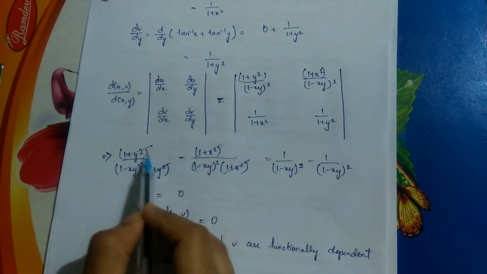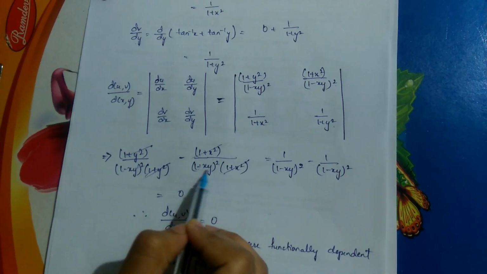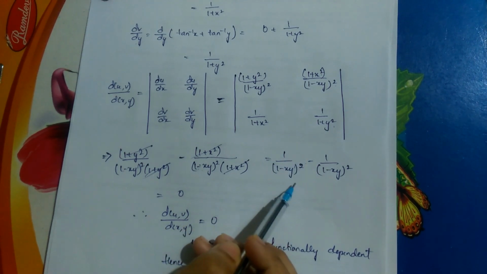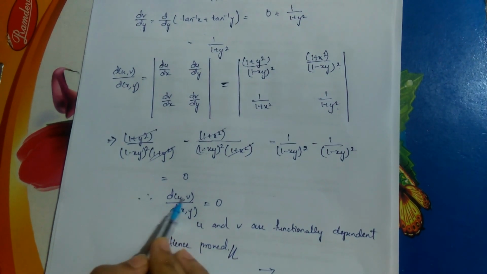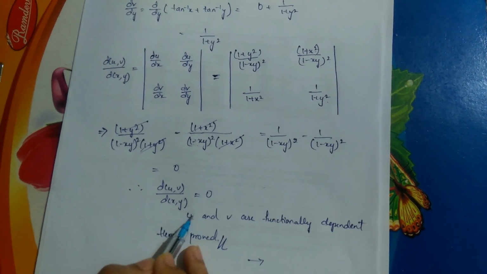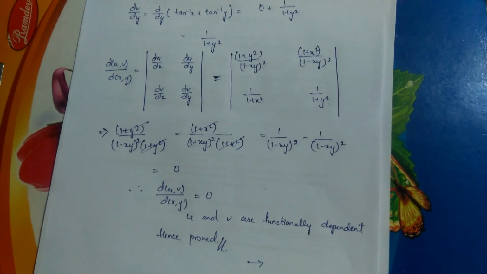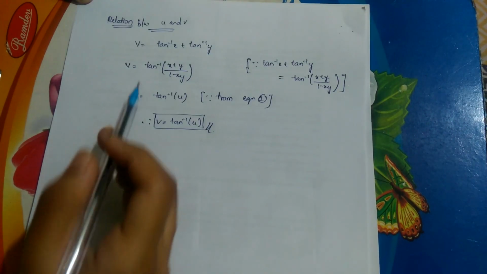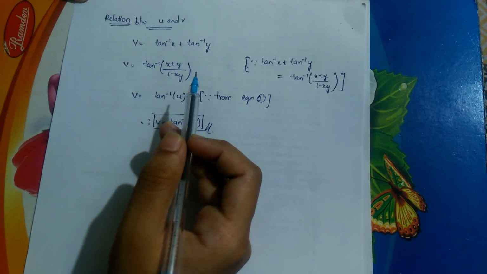Then finally it comes as 1 by 1 minus xy whole square minus 1 by 1 minus xy whole square. So the plus term and the minus term equal 0. So finally we got 0: dou of u comma v by dou of x comma y is equal to 0. Then we can say that u and v are functionally dependent. Hence proved. So here we have proved whether it is functionally dependent or independent.